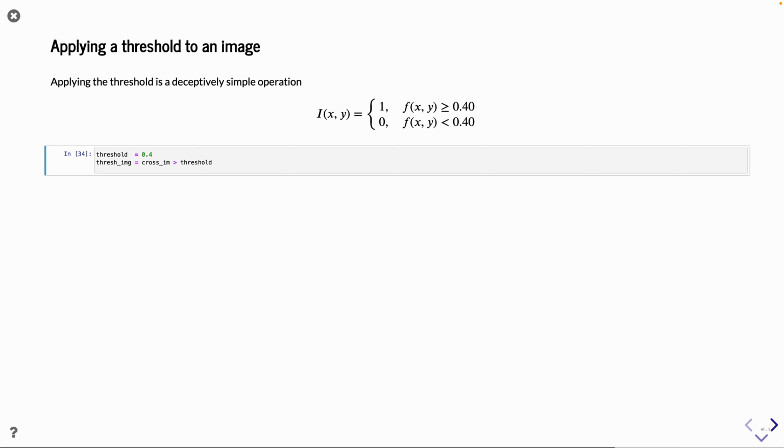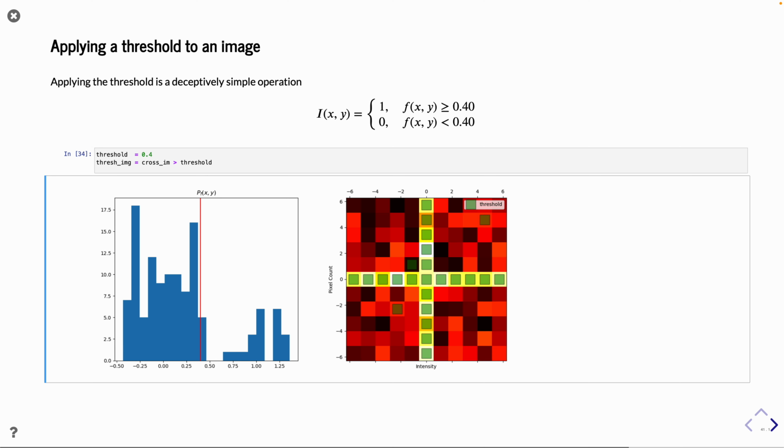We apply a threshold. In this case, I choose to set the threshold at 0.4, and then we apply that to the image and see what happens. And here you can see that with the threshold at 0.4, we definitely get the whole cross, but we also get some pixels outside. So these are misclassified false positives. We don't get any false negatives. So that's good. So 0.4 can be seen as a decent threshold for this case.